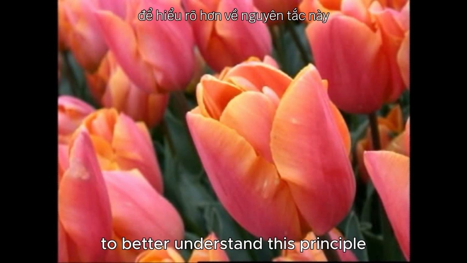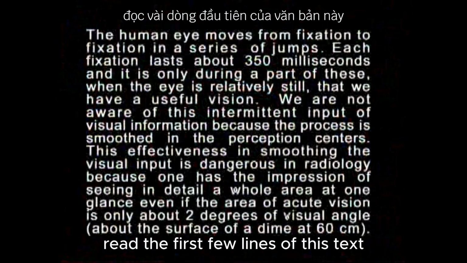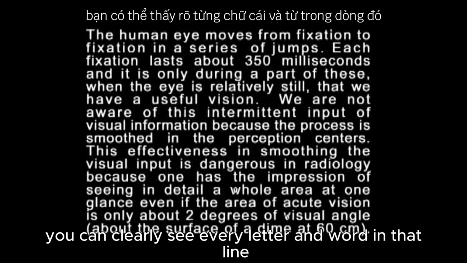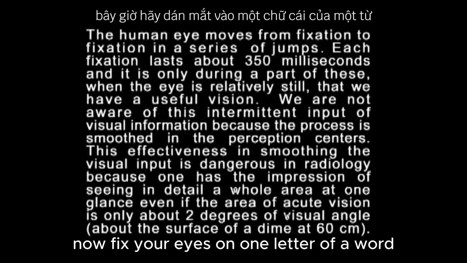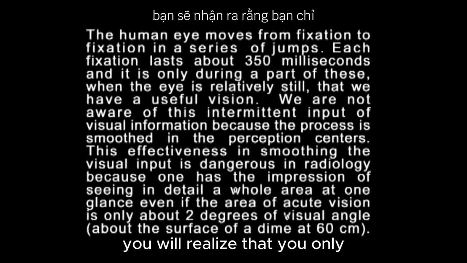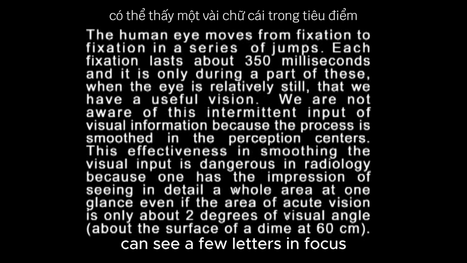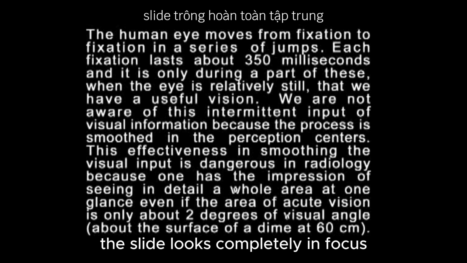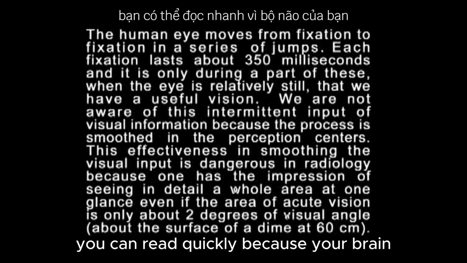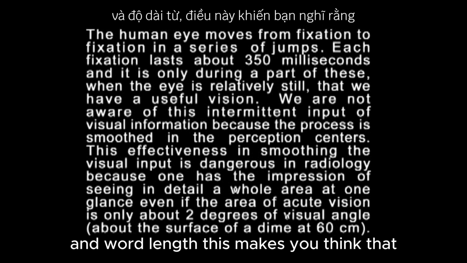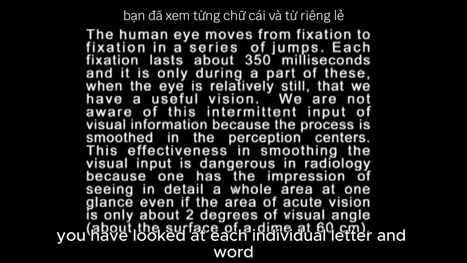To better understand this principle, read the first few lines of this text. Notice how it seems as though you can clearly see every letter and word in that line? Now, fix your eyes on one letter of a word in the middle of the slide. You will realize that you only can see a few letters in focus. However, the instant you begin reading, the slide looks completely in focus. You can read quickly because your brain reconstructs the words based on just a few letters and word length. This makes you think that you have looked at each individual letter and word.